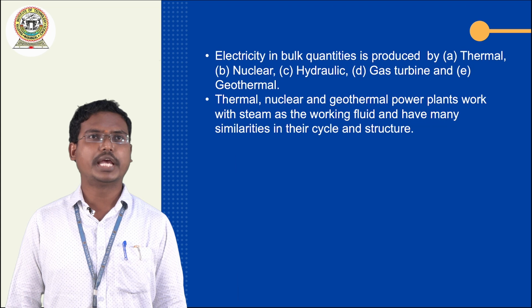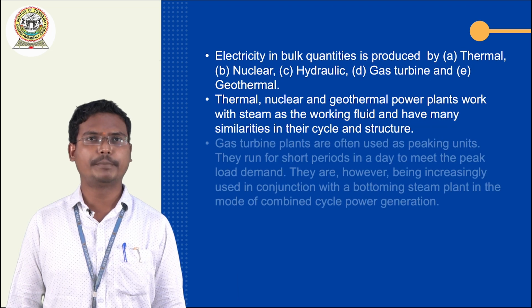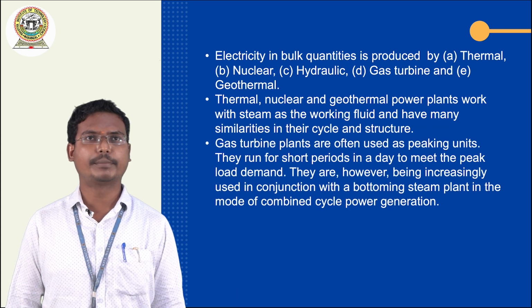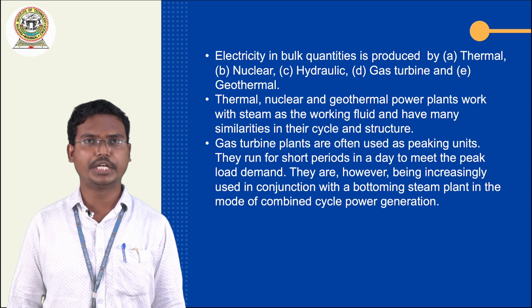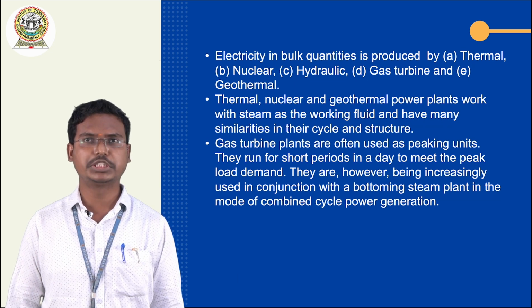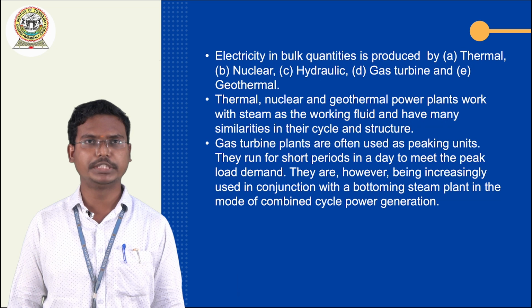Similarly, gas turbine power plants are often used as peaking units. They run for short periods in a day to meet the peak load demand. They are, however, being increasingly used in conjunction with a bottoming steam plant in the mode of combined cycle power generation.